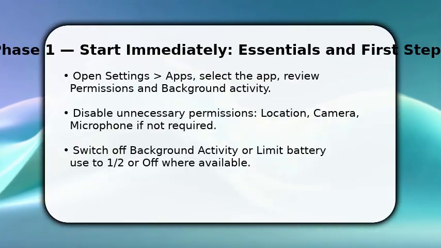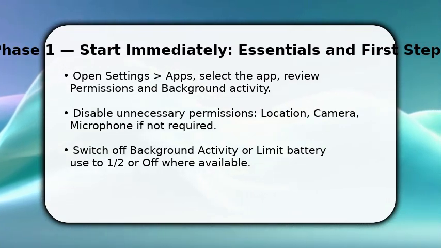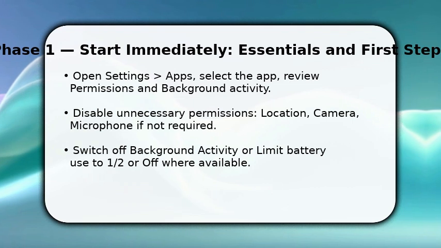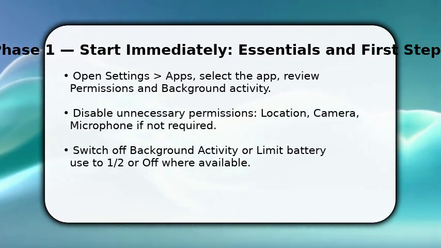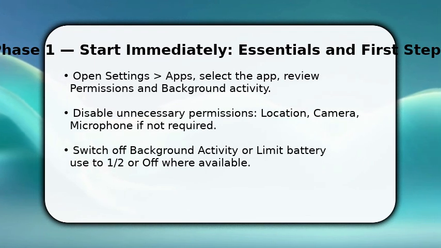You start by stopping the app's background drains. Open Settings and go straight to Apps, select the target app. Once there, review permissions and revoke what the app doesn't need. This prevents constant sensor or GPS polling. Then find background activity or battery usage and set it to limit or off. This forces the app to sleep when not visible.